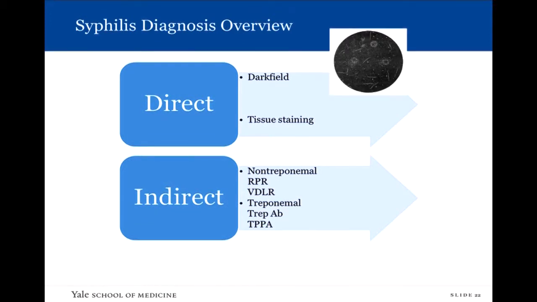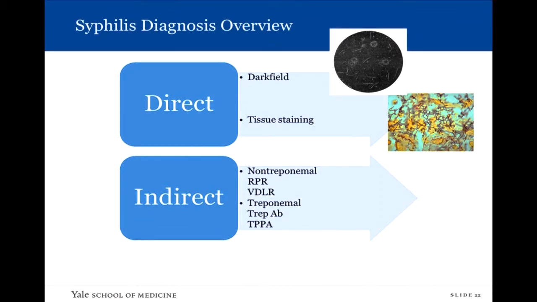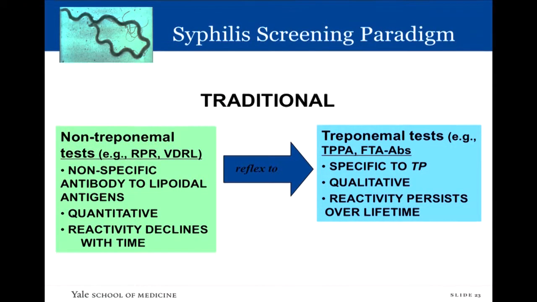Those are just some slides showing you how syphilis would look under a dark field scope or under tissue staining. But our traditional screening algorithm had been that we would start with the non-treponemal test, and if it was positive, we would reflex to a specific treponemal test so that we could confirm the reactivity we saw from the RPR or the VDRL was actually from syphilis. So you'd start with the RPR and reflex to a specific treponemal test.